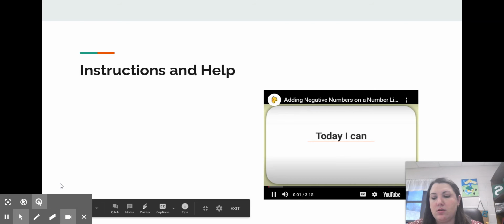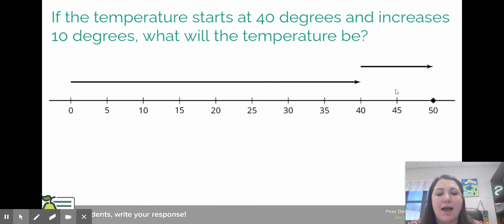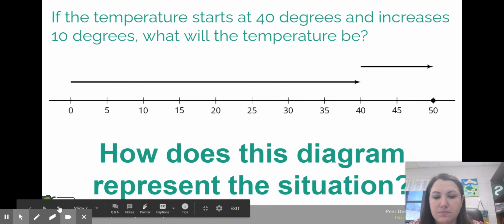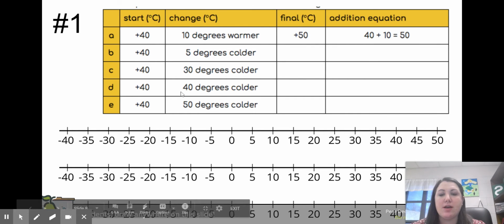Today we are learning how to. So before we begin, I would like for you to think about how this number line shows this scenario, and write your response. But the main part of the activity, you are given a table here and a couple of tape diagrams.